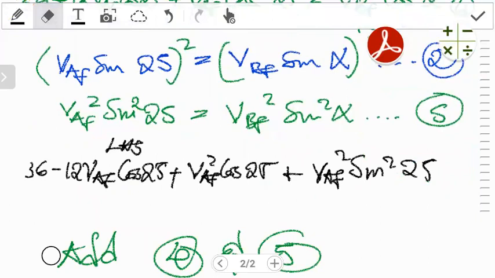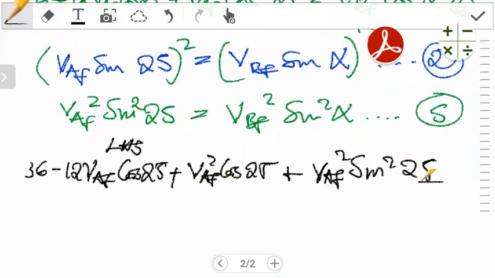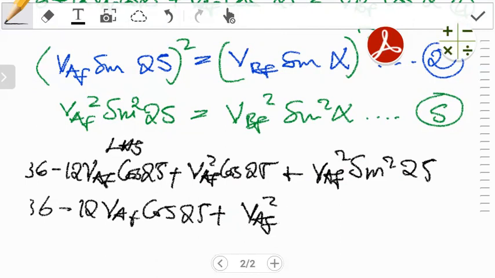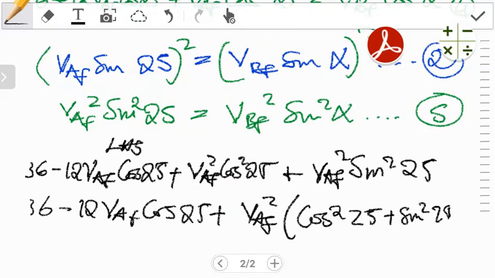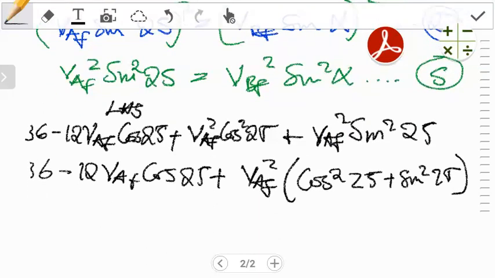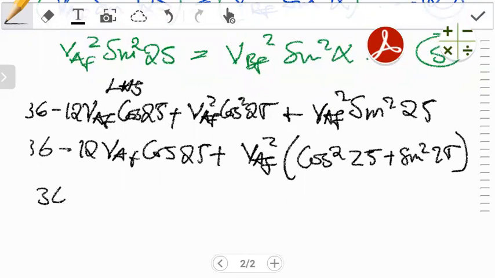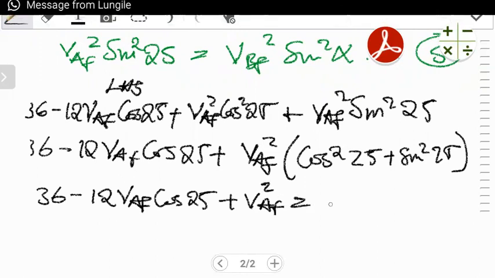Now we can simplify the left hand side a bit more. I can factor out VA final squared from each part. So this is now 36 minus 12 VA final cos 25 plus VA final squared, and then I remain with cos squared 25 plus sine squared 25. If you recall from trigonometric identities, this is a 1, implying that the left hand side now remains as 36 minus 12 VA final cos 25 plus VA final squared. So this is the left hand side.